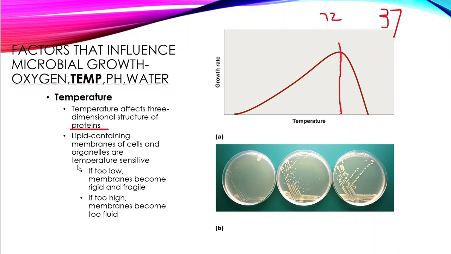Lipid-containing membranes of the cells and the organelles are also temperature sensitive. As the temperature increases, you can turn salad fat into liquid oil, right? If it's too low, these lipids get hard and become fragile. If it's too high, they melt.